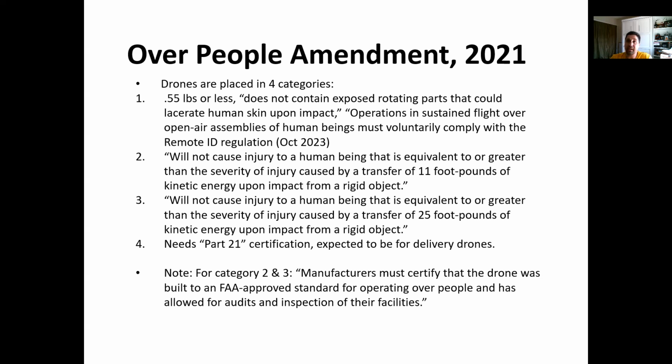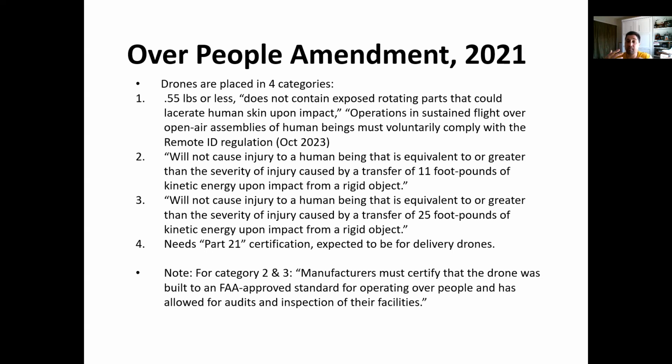Yeah, so those are kind of future considerations for really any drones 250 grams or bigger. And so again, 0.55 pounds. The FAA is leaving it up to the manufacturer to prove that if they fly over and make contact with people, it's not going to cause this amount of damage, 11 foot-pounds of kinetic energy.